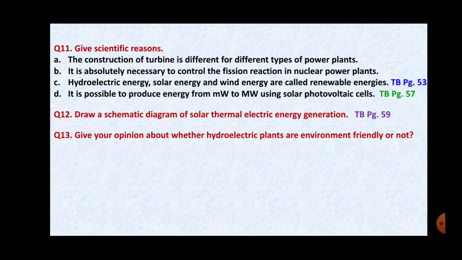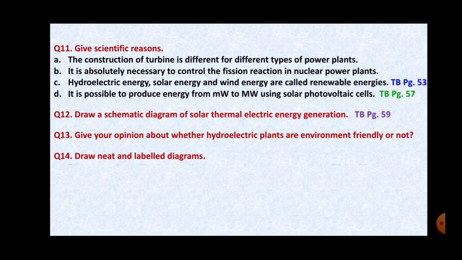13th question is, give your opinion about whether hydroelectric plants are environment friendly or not. Now this you have to write in your own words. Okay. So this you will write at least 5 to 6 points, whether the hydroelectric plants are eco-friendly or they are not. For this you can refer to the same lesson, page number 54. The advantages of hydroelectric power generation and problems associated with hydroelectric power plant are given. So first you read this and then you can write in your own words.